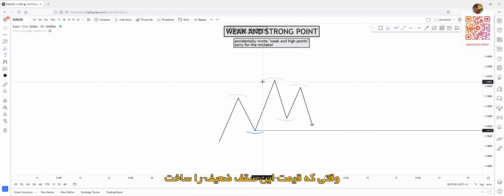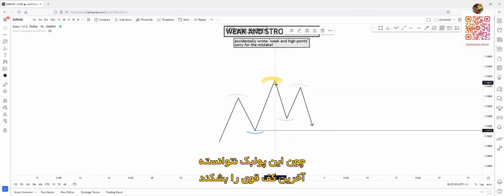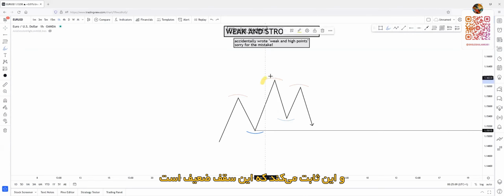Okay. After this, price created this weak high because this pullback movement couldn't break below the last strong low. So this proves this high is weak.